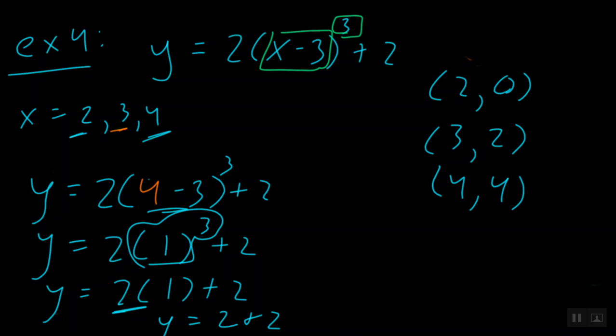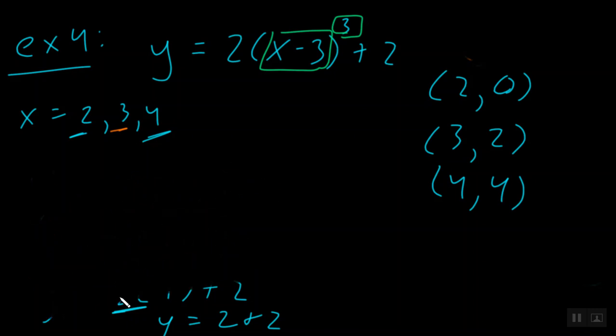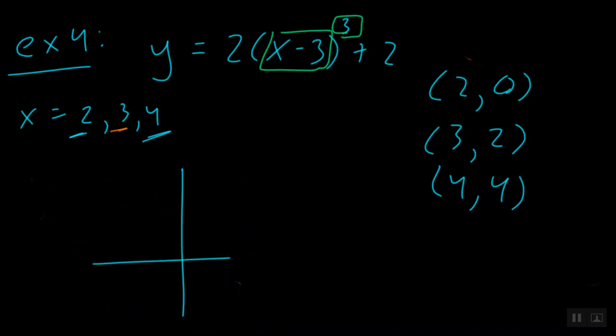Now, one thing to remember is that cubic functions create kind of this weird curved graph. So for this one, whenever we have a cubic function, we just go, okay, you know what? Positive 2 comma 0 is right there. 3 comma 2 is right there. And let's see, 4 comma 4 is right there. And our cubic graph looks something like that.